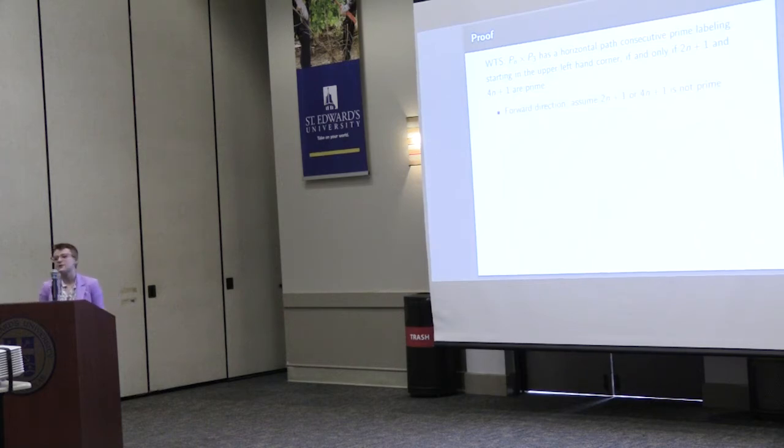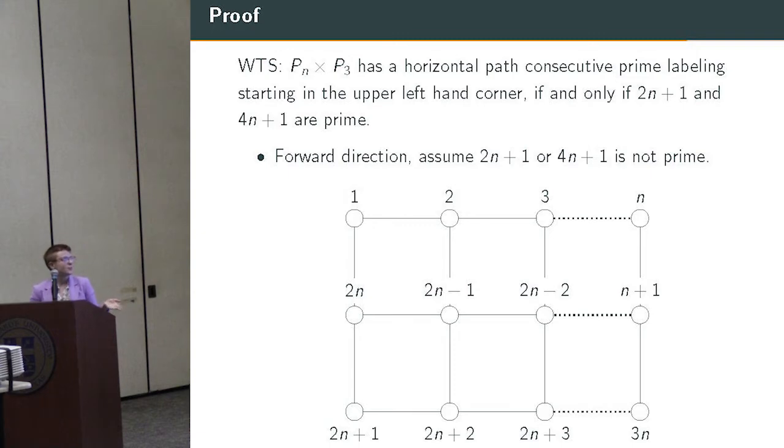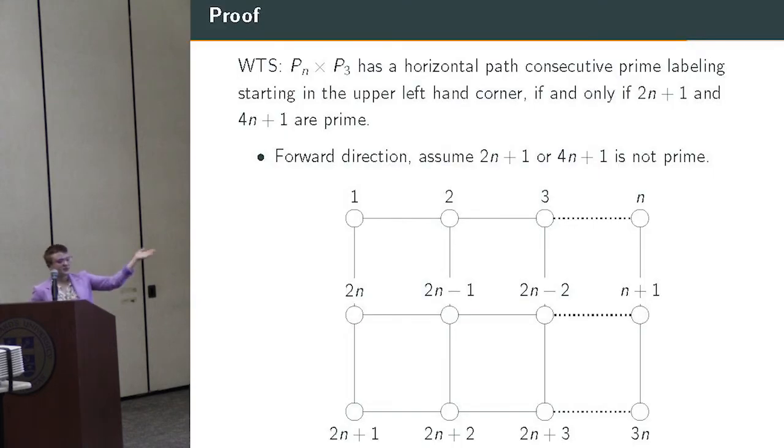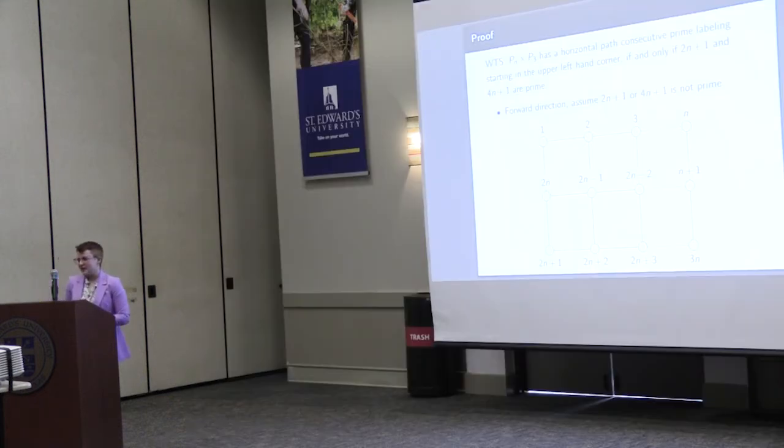Proving the first part is called the forward direction. For the forward direction of the proof, we assume that 2n plus 1 or 4n plus 1 is not prime, and that's proving by contradiction. Here's how that proof works. We've got this graph, our general graph of size P sub n cross P sub 3. You go 1 to n for your vertices, go down, and then over until you get to the number 2n, down and over to 3.